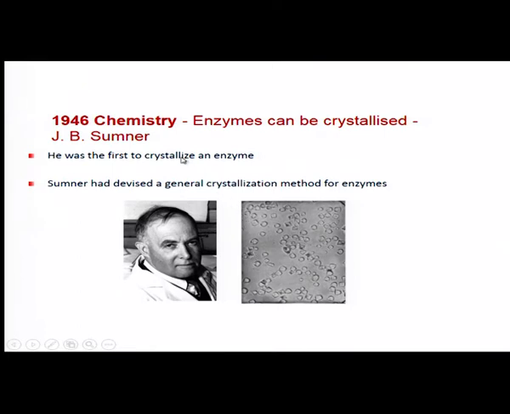In 1946, the chemistry Nobel Prize went to Dr. J.B. Sumner for his discovery that enzymes can be crystallized, because in those days people never thought that molecules containing thousands of atoms could be crystallized. So, just for proving that enzymes could be crystallized, Sumner got the Nobel Prize. These are bacterial surface enzymes. He was the first to crystallize an enzyme. Sumner had devised a general crystallization method for enzymes.